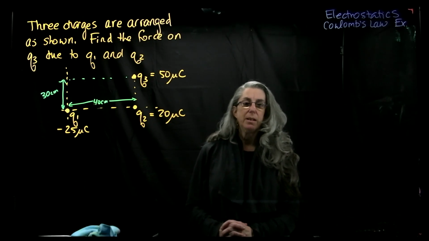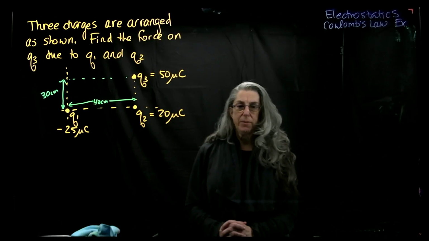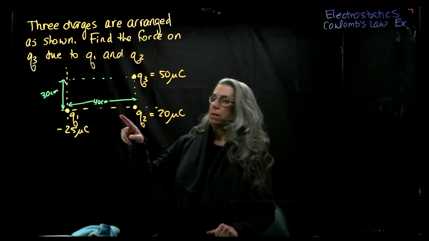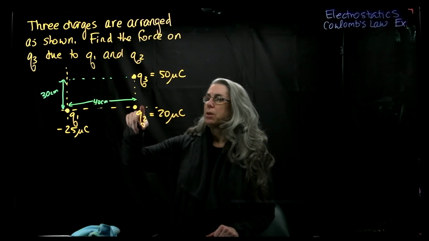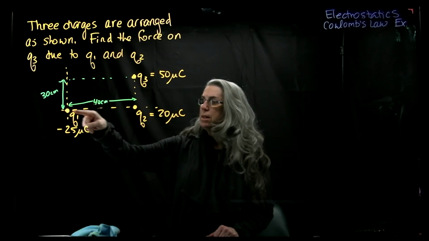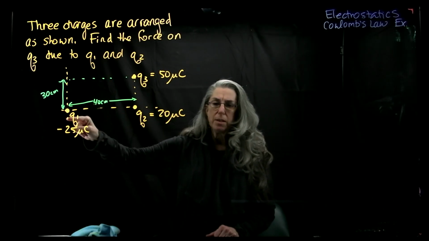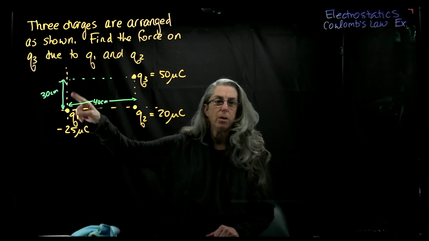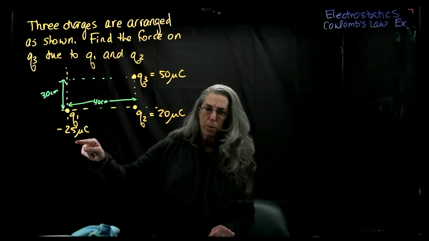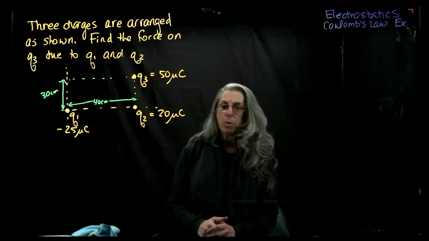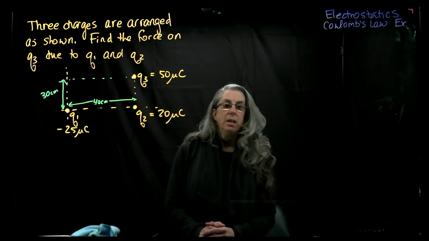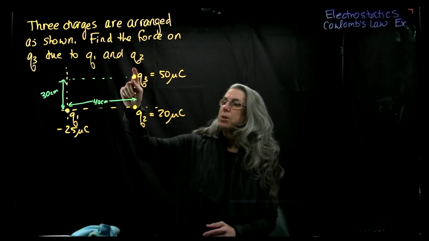Here's an example of 3 charges, and we're going to find the force on one of them due to the other 2. So the 3 charges are arranged on 3 corners of a rectangle, and the rectangle has dimensions 40 centimeters along the horizontal and 30 centimeters along the vertical. And the 3 charges are Q1 is negative 25 microcoulombs, Q2 is positive 20 microcoulombs, and Q3 is 50 microcoulombs. And we're going to find the force on this one.